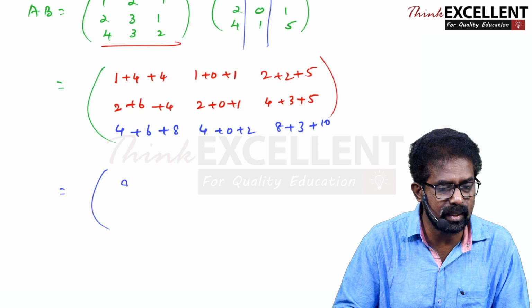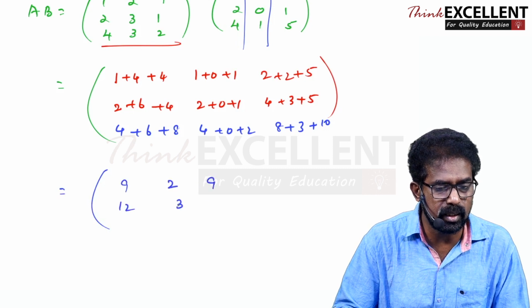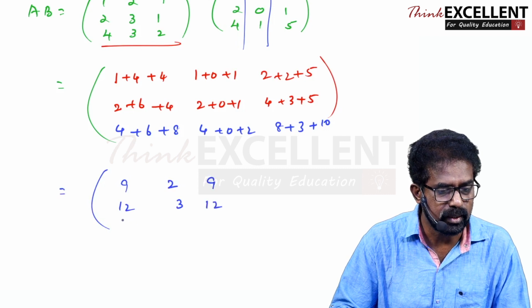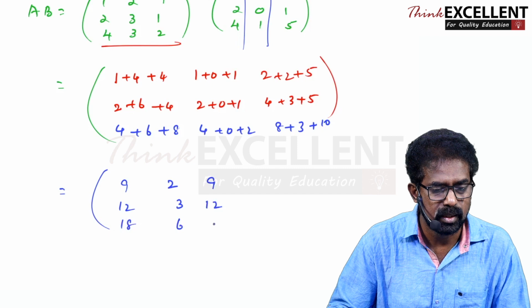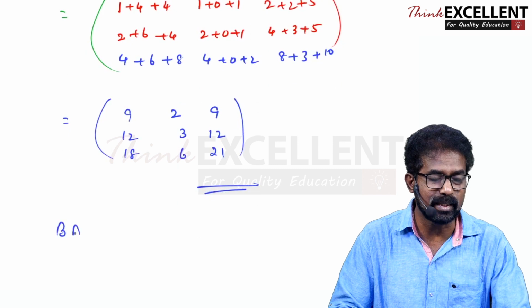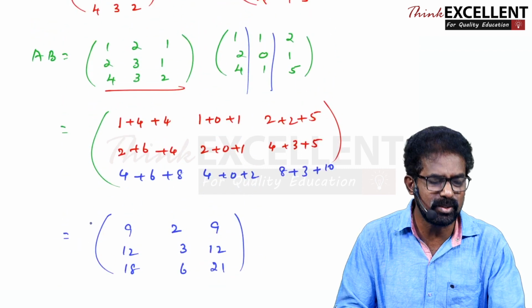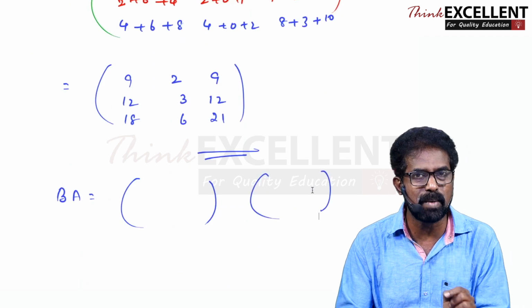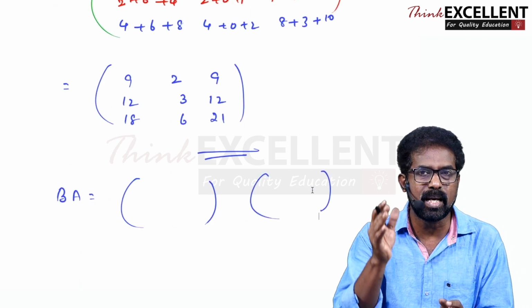First one is 9, second one 2, then 9, 12, 3, again you are getting 12, right? 18, 6, you are getting 18, 21, right? Yes. Like this you can find AB. Same way I want you to practice BA. BA means what you do? First you write B, then write A. Don't simply multiply term by term, row by column.